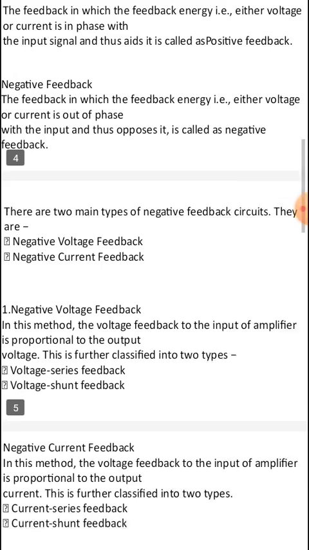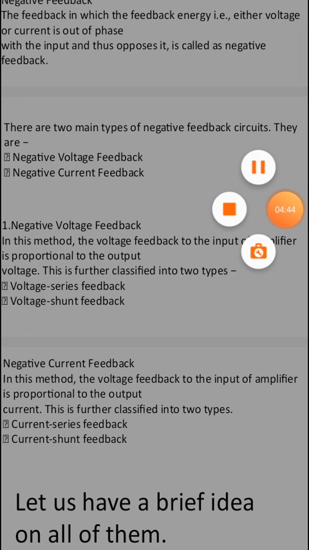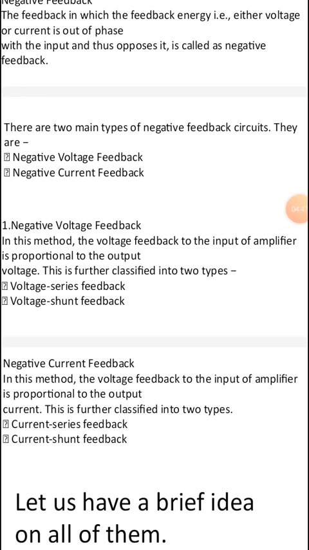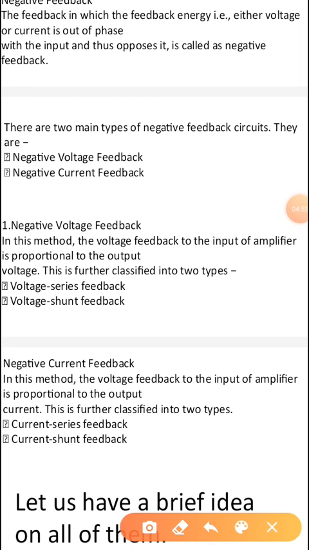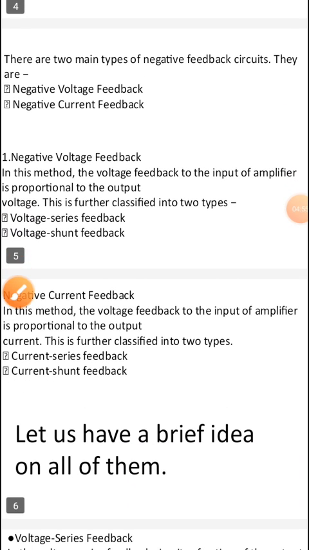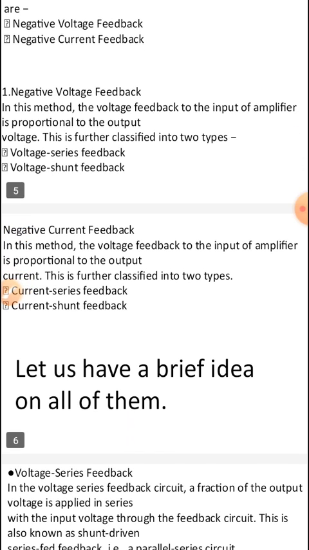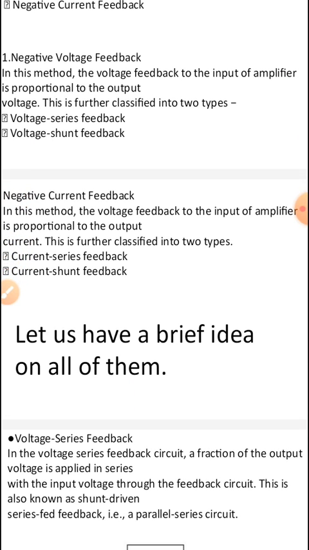Again, there are two types of negative feedback circuits. They are negative voltage feedback and negative current feedback. So let us discuss this. Negative voltage feedback: in this method, the voltage fed back to the input of the amplifier is proportional to the output voltage. It is further classified into two types: voltage series feedback and voltage shunt feedback.